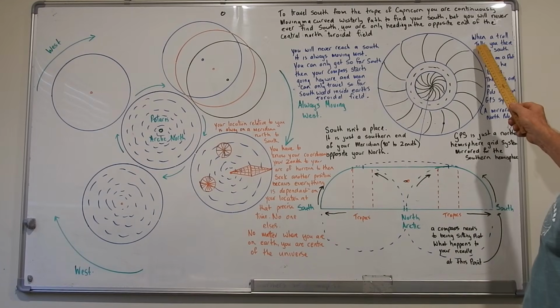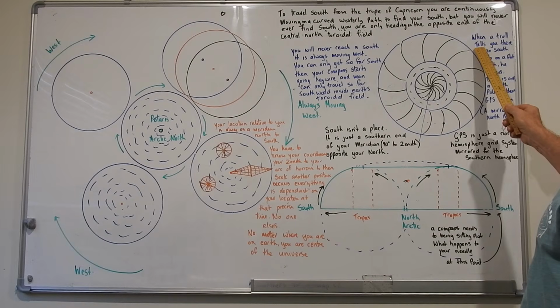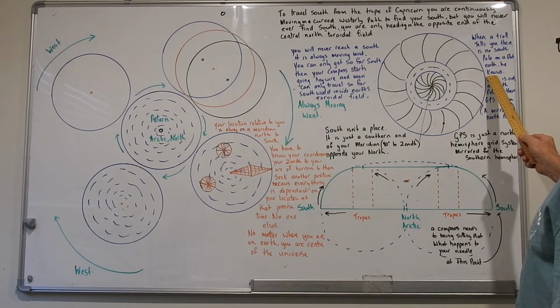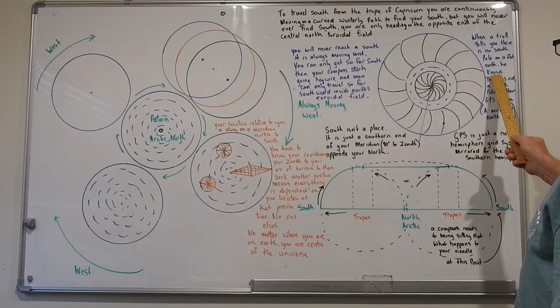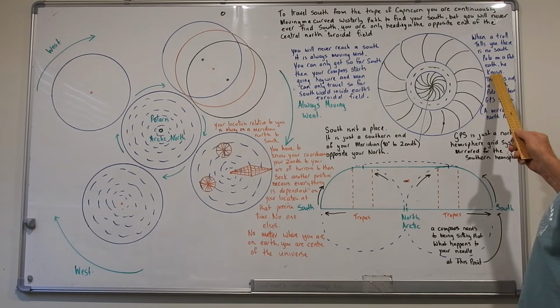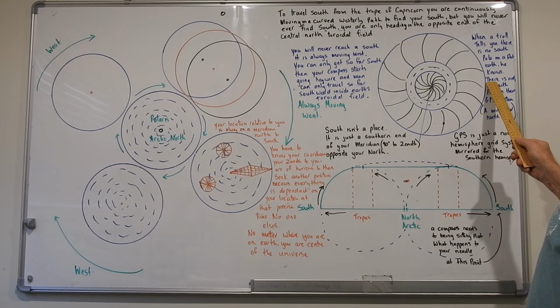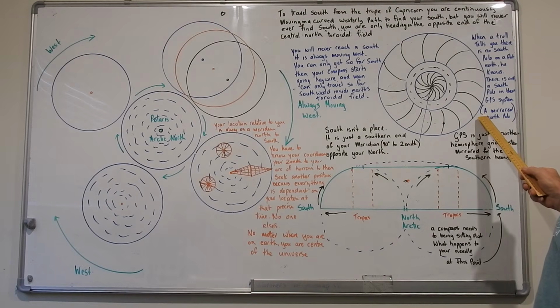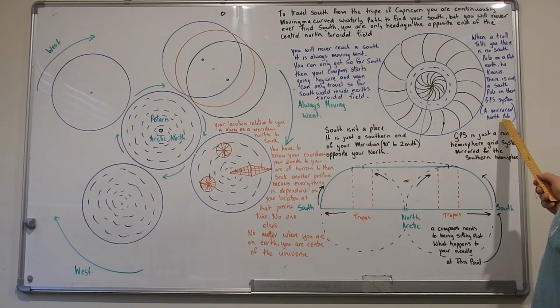When a troll, a globe scientist tells you there is no south pole on a flat Earth, he knows. So you just respond back and say, oh, so you know Earth's flat. Because those are the people who know. There's no south pole. There is only a south pole in their GPS system. A mirrored north pole.